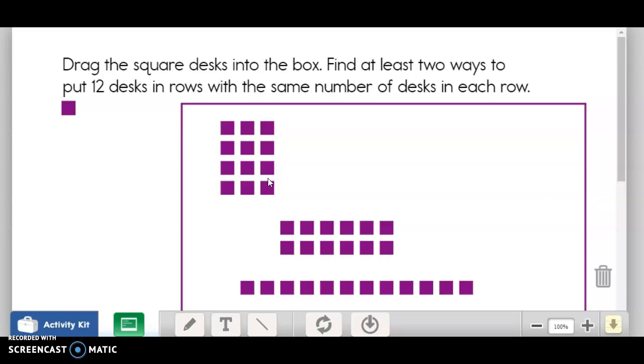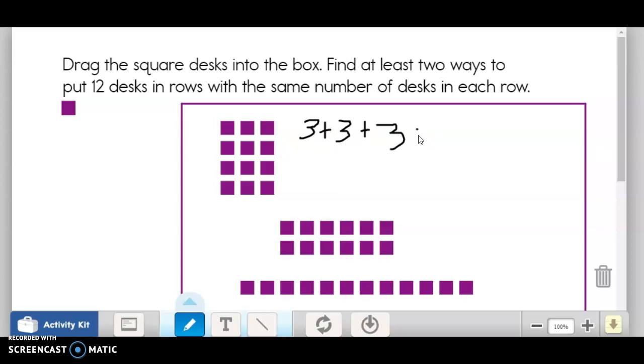So that would be 3 plus 3 plus 3 plus 3 is equal to 12. And here's another arrangement I could find. Could I put them in 2 rows and put 6 in each row? 1, 2, 3, 4, 5, 6. 1, 2, 3, 4, 5, 6. Yeah. So here I have 6 plus 6 equals 12.